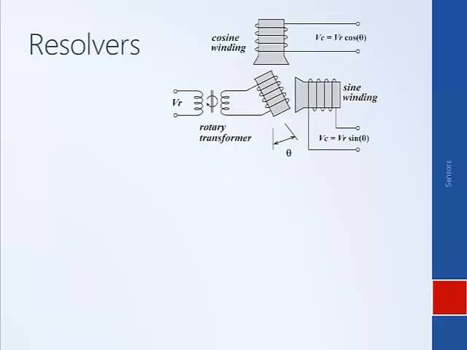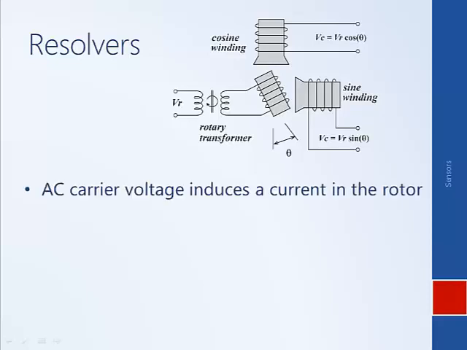So one type of sensor that employs electromagnetic induction is the resolver. A resolver can be used to measure angular position. The way that it works is that you have some carrier voltage, some input voltage that's an AC signal, an alternating current. That changing electric field creates a magnetic field, and that magnetic field then induces current in a rotor. So this is in essence a transformer. This is how a transformer works. This alternating current creates a magnetic field, and that changing magnetic field creates a current in the pickup.